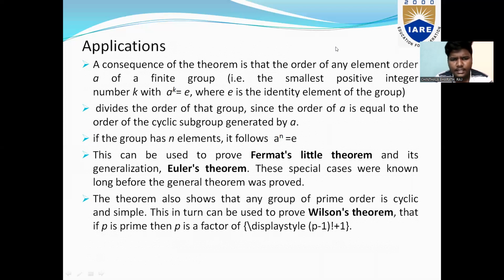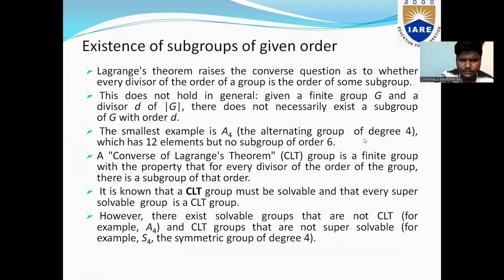This can be used to prove Fermat's little theorem and its generalization, Euler's theorem. These special cases were known long before the general theorem was proved. The theorem also shows that any group of prime order is cyclic and simple. This in turn can be used to prove Wilson's theorem, that if p is prime then (p minus 1) factorial is congruent to minus 1 mod p.